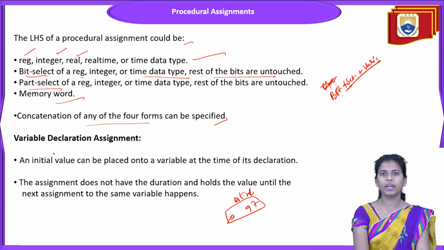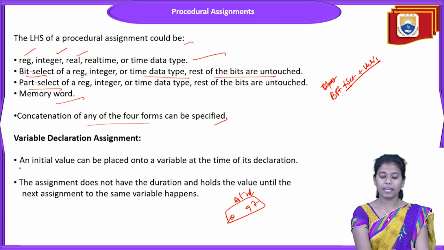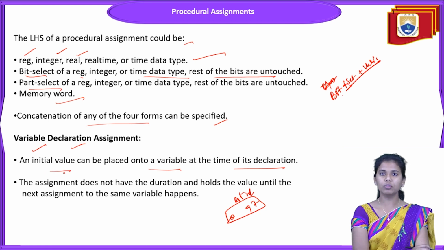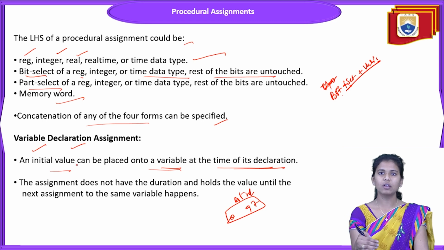And also coming to the variable declaration assignment. Here, variable declaration, the name itself, is the declaration of the variable. We discussed how we declare the variable, and now we will be learning. An initial value can be placed onto a variable at the time of its declaration. So we will be declaring some variable, and the initial value is placed onto it only at the time of declaration.